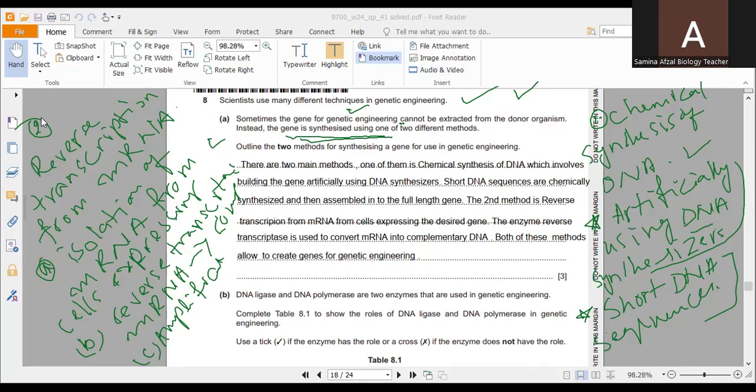Gene synthesis offers greater flexibility and control over the gene sequence, while reverse transcription is a more direct approach when messenger RNA for the gene is readily available. So these two different methods are helpful in the synthesis of genes artificially.